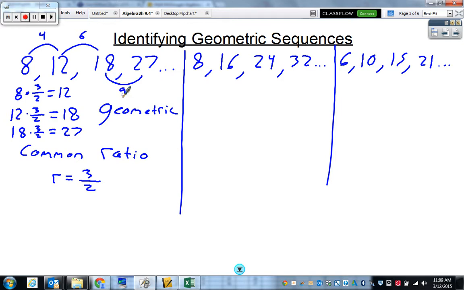Look at the next example. I have 8 and 16. Well, to go from 8 to 16, I just multiply by 2. So 8 times 2 is 16. Well, 16 times 2 does not equal 24. So that means this one is not geometric.